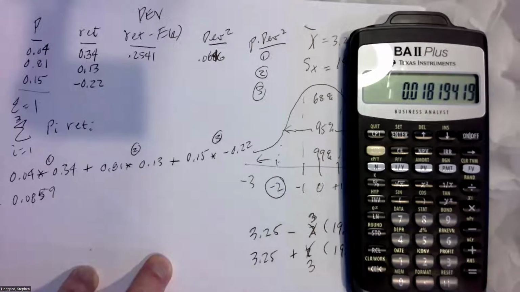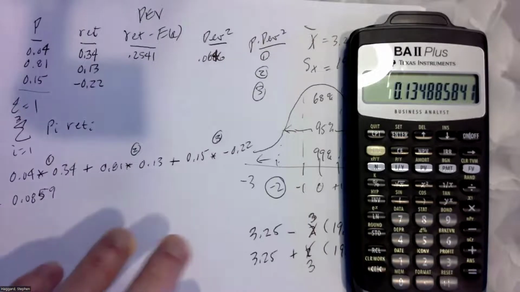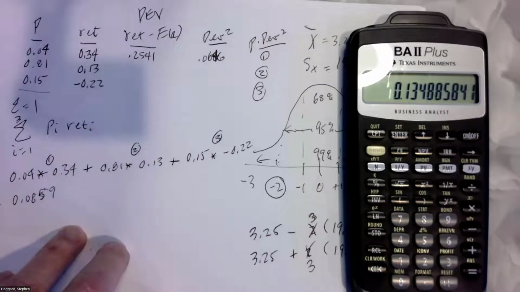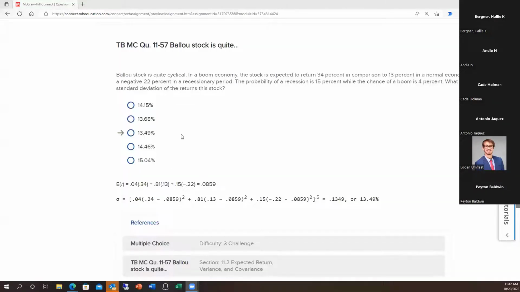I'm getting 0.018194. And then how am I going to get from there to standard deviation? Take the square root. Yep. Take the square root and it gives me 0.134888, which is 13.49%. And when we go back to our problem, we can see that that is the correct answer.